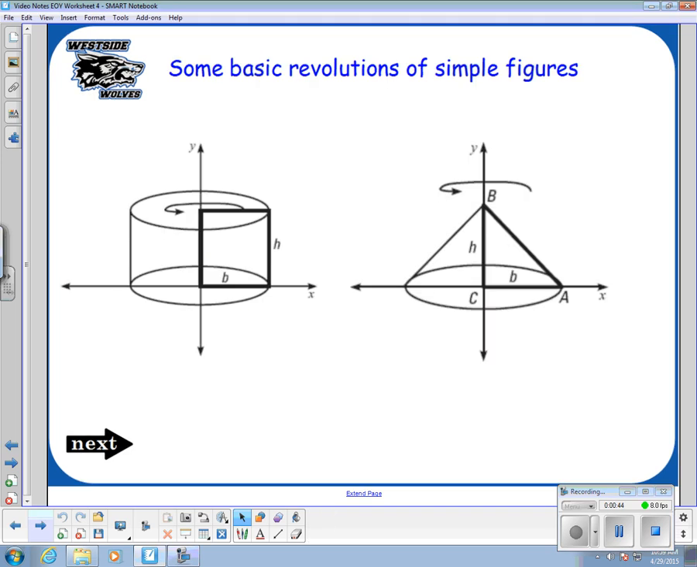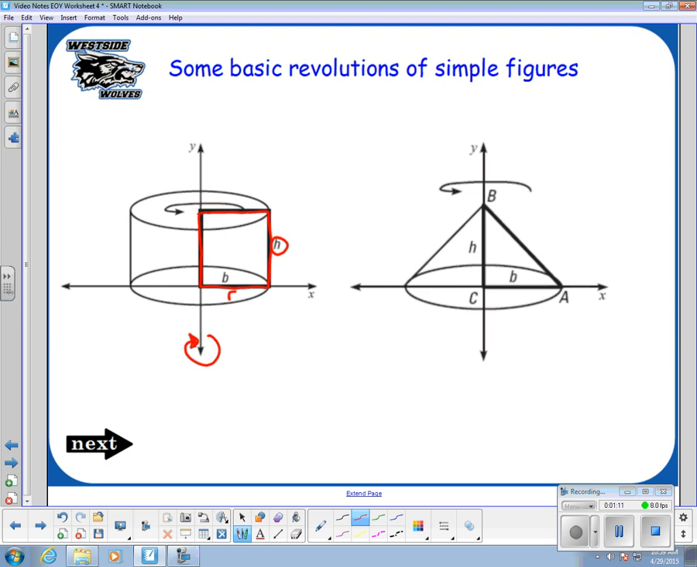So if we were to graph a rectangle on a coordinate plane, which we had done on worksheet 2 or 3, and we took that rectangle and revolved it about this axis, we do a revolution. We get what's called a cylinder, and we can use the graph to find our radius and our height so that we can find the surface area and volume of that figure.